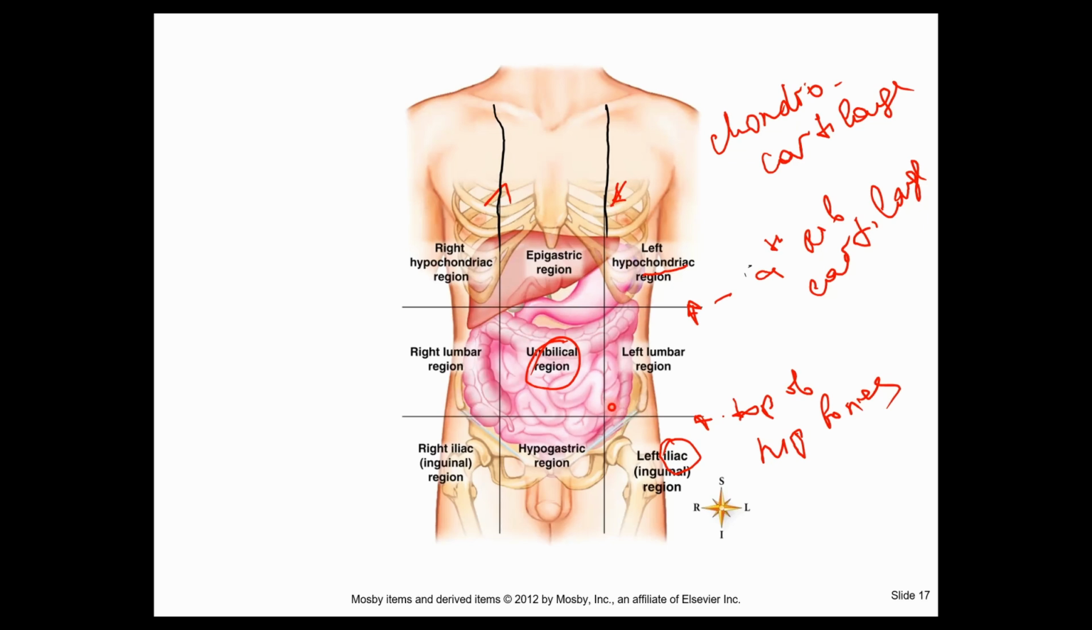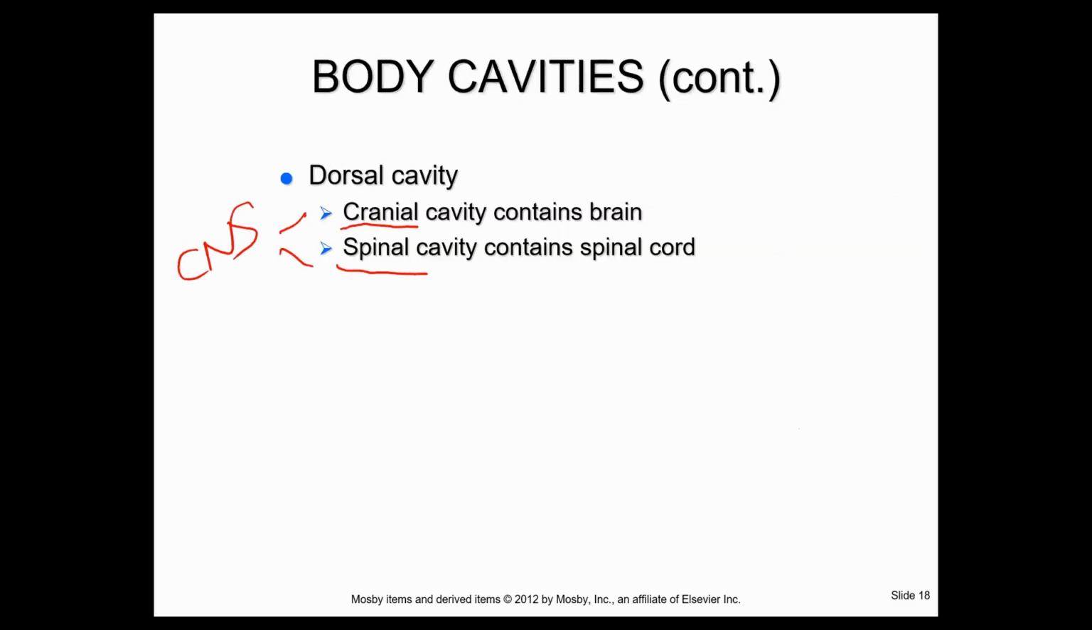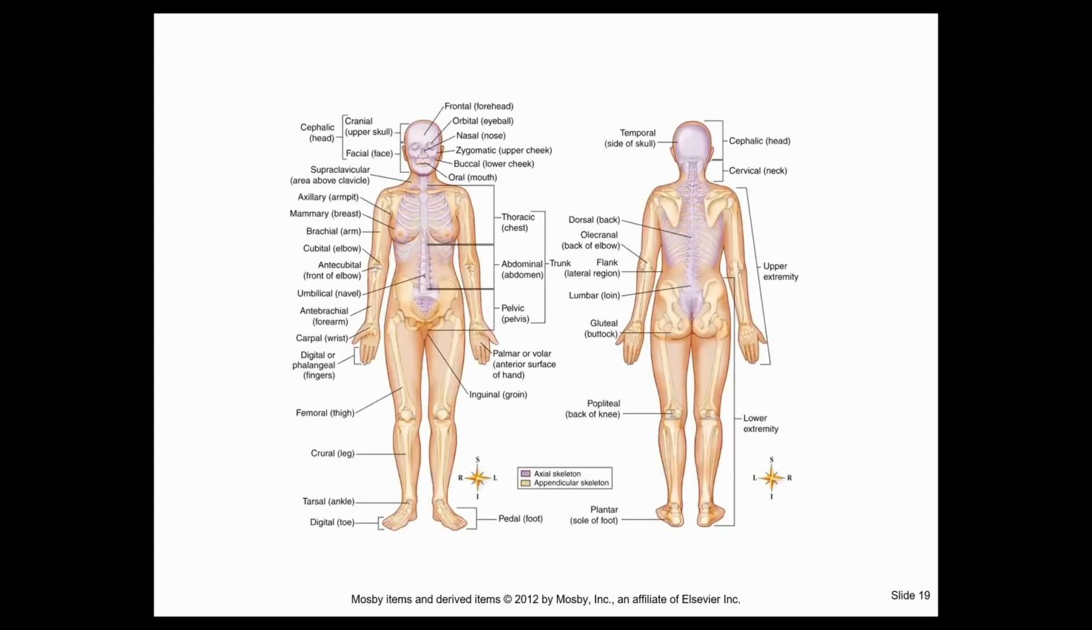All right. So let's look now at the dorsal cavity. Dorsal cavity contains brain and spinal cord. You already know that it's divided into cranial and spinal. So here's how the body is divided.